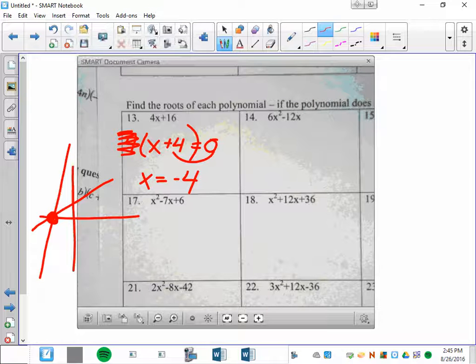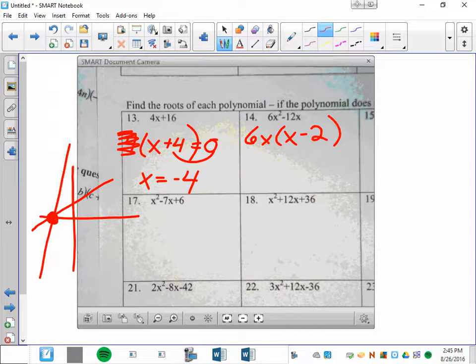Okay? Can we divide anything out of the next one? 6x, and then x minus 2. Do I need the 6? No. Do I need the x? Yes. The root is 0. And the other root would be 2.